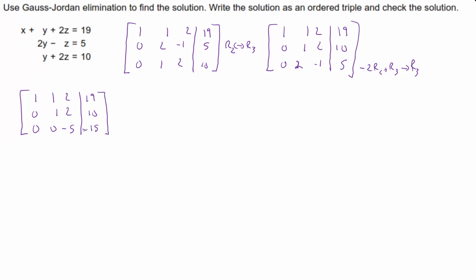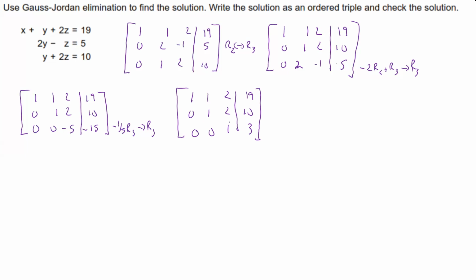Now I need to make this one. So I'm going to take -1/5 row 3, and that's going to become my new row 3. Everything else stays the same: 1, 2, 10, 0, 0, 1, and that gives me a 3. What that tells me already is that z is equal to 3.